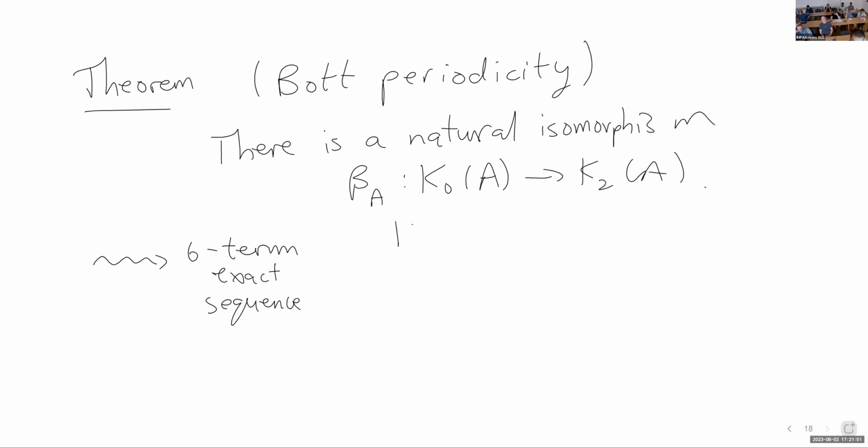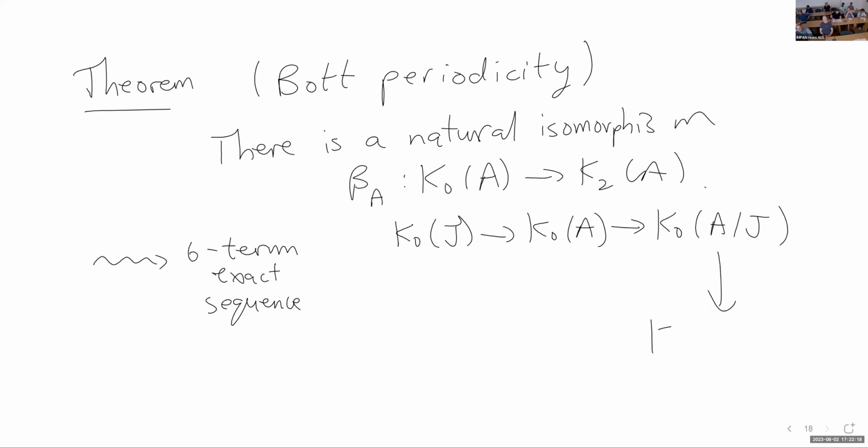I have on the top 0, J, A, 0, A over J. Oh, sorry. Post direction. Does it matter? I guess. What do you mean, does it matter? I mean, because okay, you don't have zeros before. Right. One, J over J. Okay. And these connecting maps, I will describe in a little bit of detail.